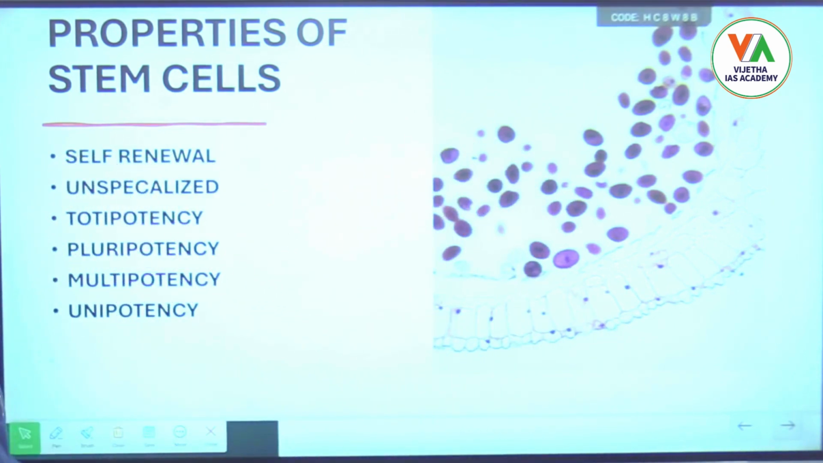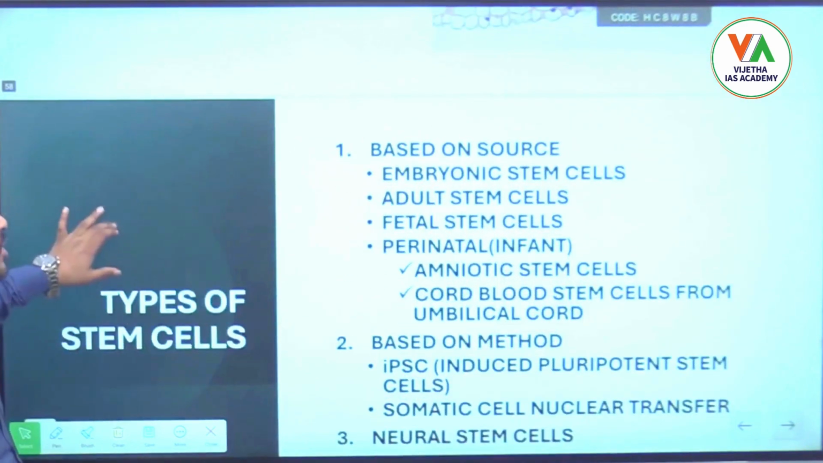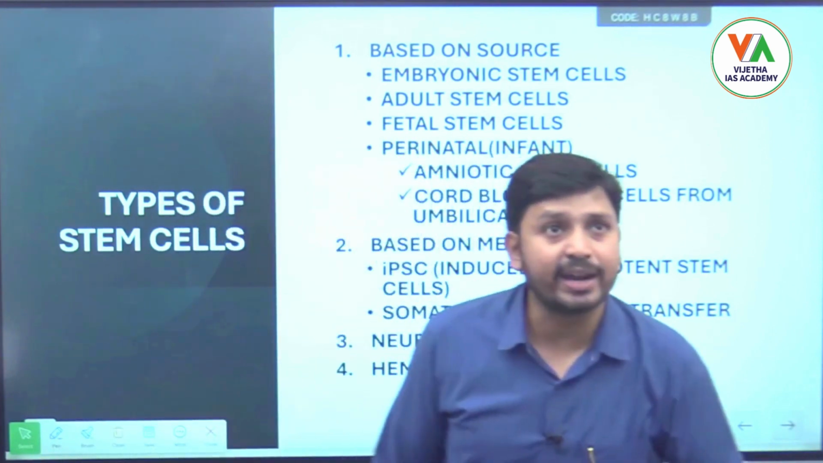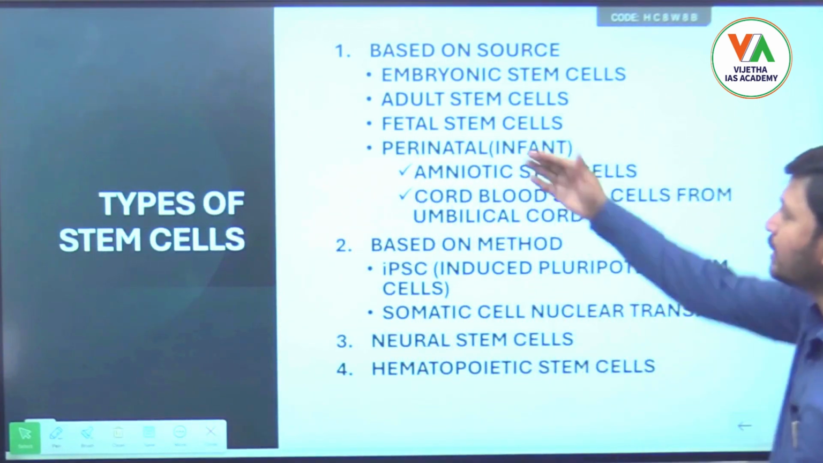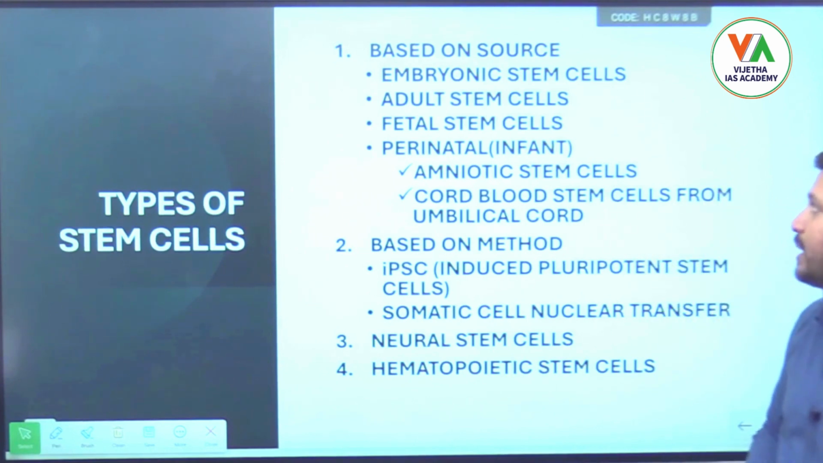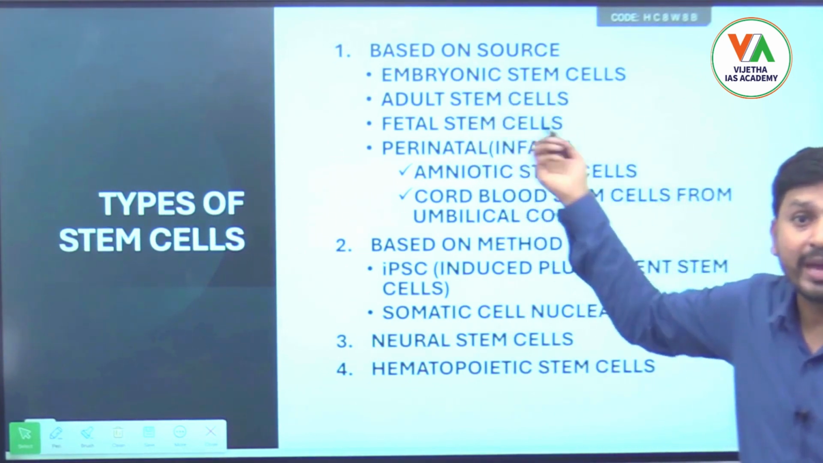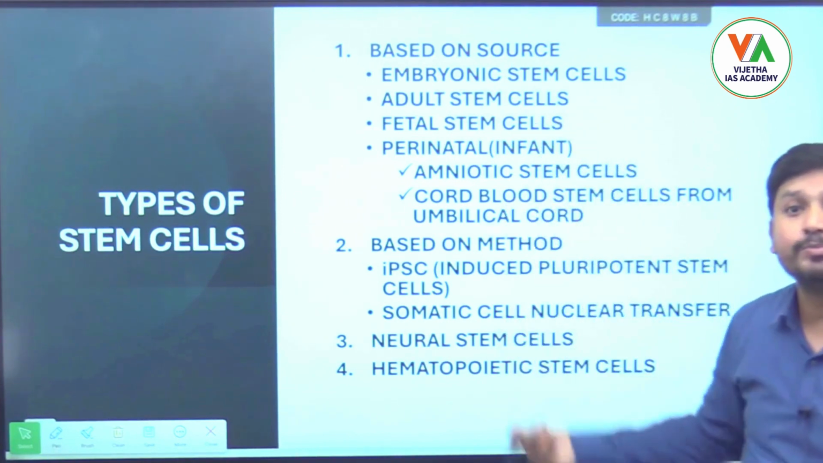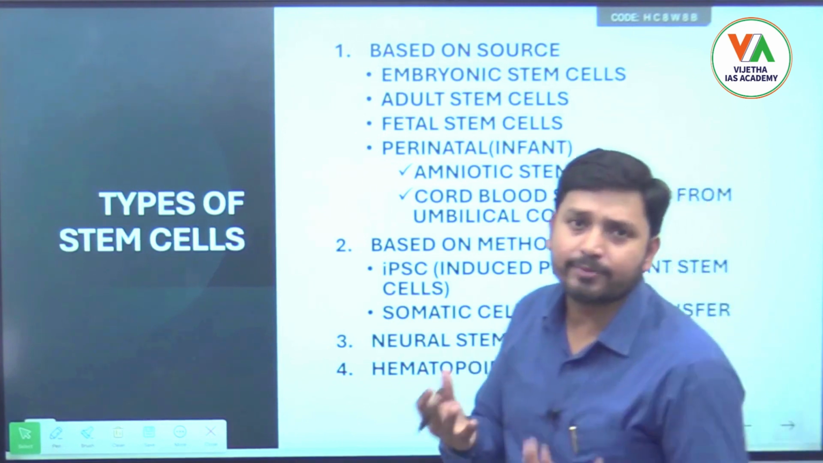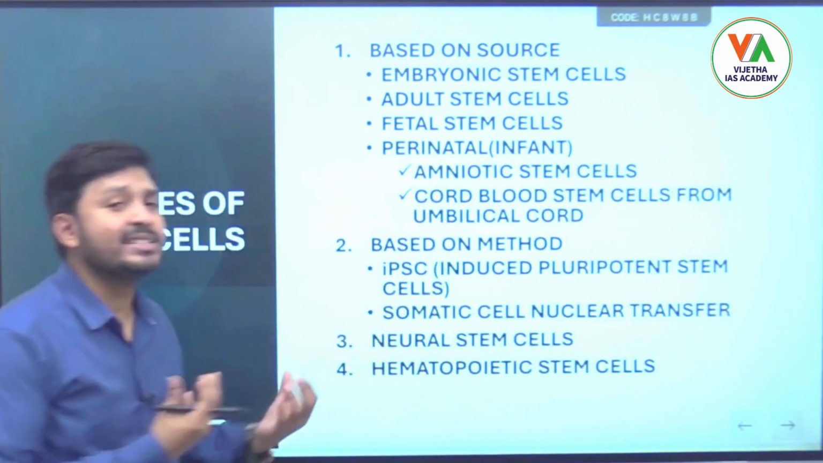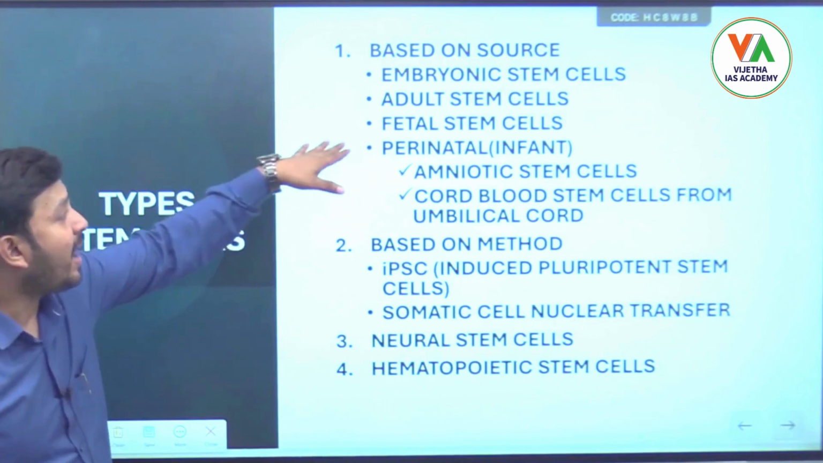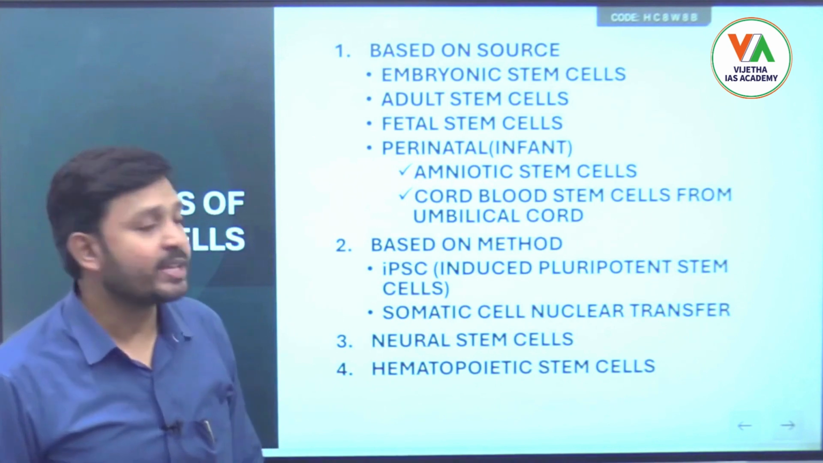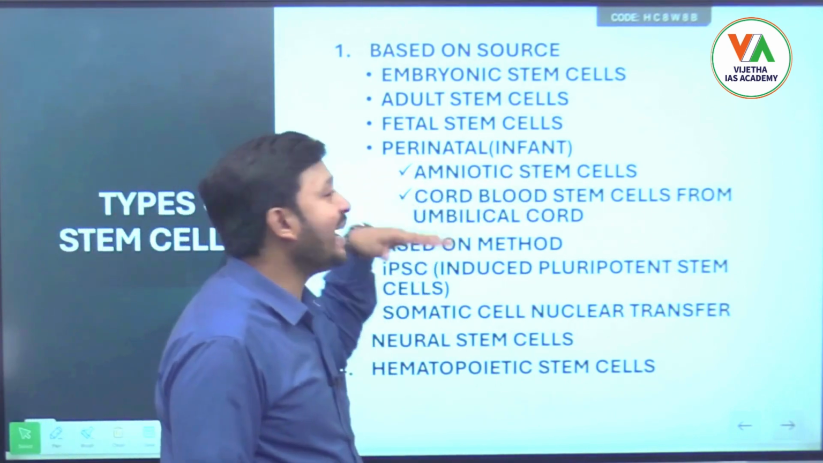Now we will see the different types of stem cells. Types of stem cells based on the source, meaning from where we are extracting them. If I take the stem cell from embryos, these are called embryonic stem cells. If I take stem cells from adult human beings, like any person, then they are called adult stem cells. If taken from the fetus, that is called fetal stem cells. If taken from infants, perinatal stem cells.